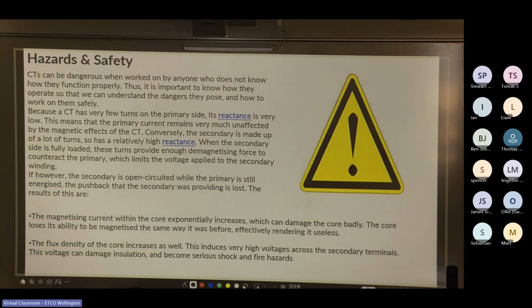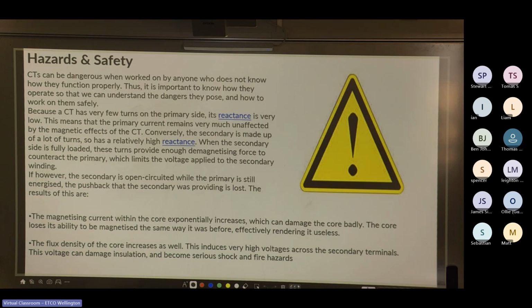Cool. So hazards and safety. CTs can be dangerous when worked on by anyone who does not know how they function properly. So if you come across one, don't work on it unless you have someone who's trained in them, because you may accidentally discharge it into you. So it's important to know how they operate so we can understand the dangers they pose and how to work on them safely. Because the CT has very few turns on the primary side, its reactance is very low.